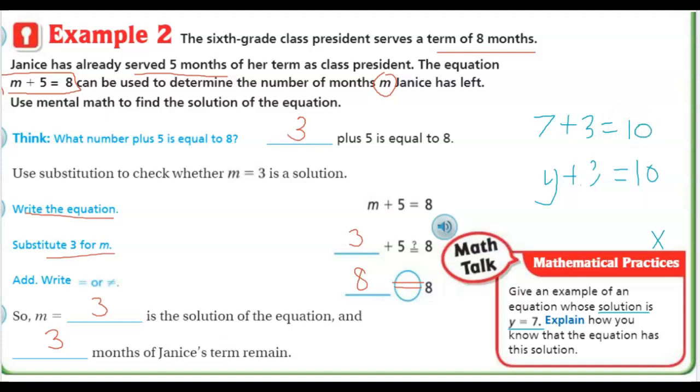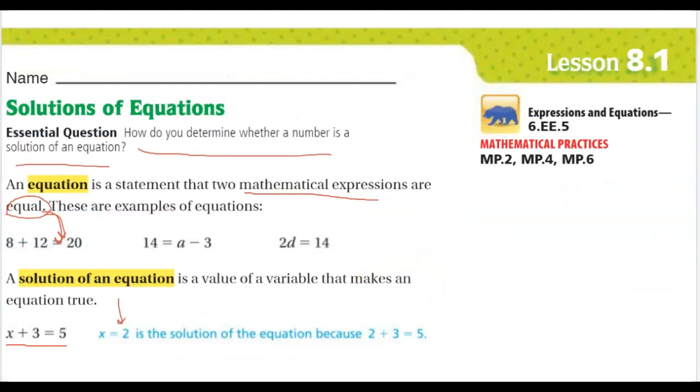So in this lesson 8.1, we learned about solutions of equations and how we determine whether a number is a solution of an equation. You'll now move on to Go Math Online Practice for 8.1.